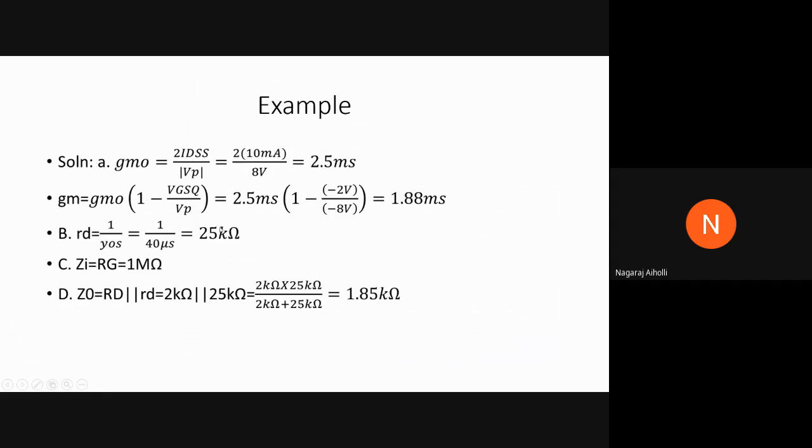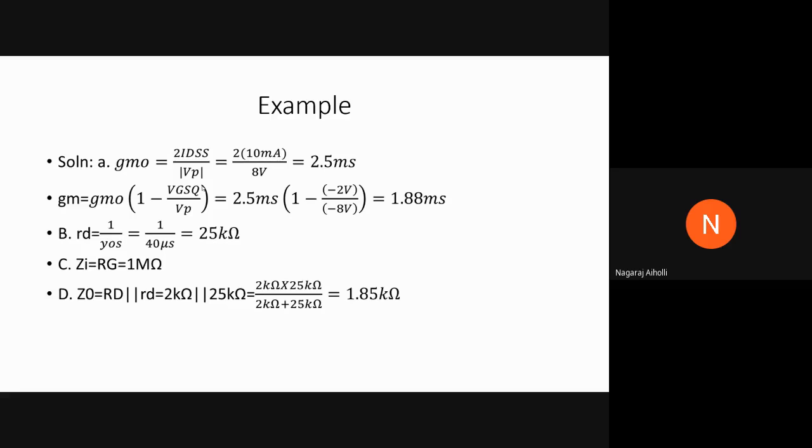Now for this fixed bias configuration, GM naught is given by 2 IDSS divided by VP. This GM naught is nothing but the maximum value of transconductance, the highest possible value of GM. So this GM decreases from GM naught to 0 when VGS is increased from 0 to VP. GM naught is the maximum value of GM.